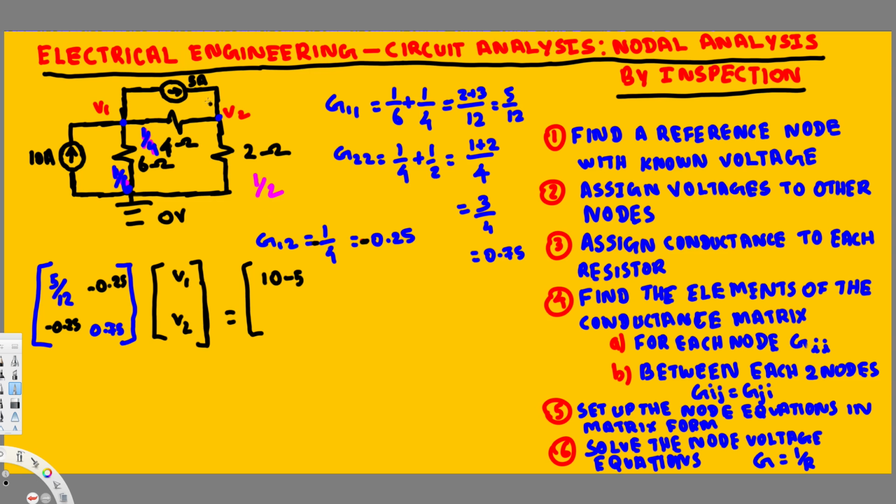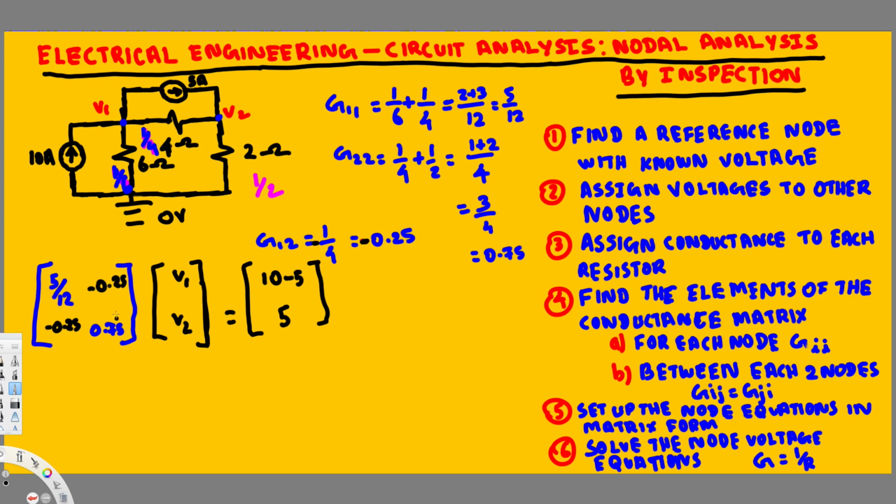And if you look at the second node, 5 ampere is entering, and we don't have any other current source entering or exiting, right? So 5 ampere is entering, so this is going to be plus 5. Now all we have to do is use Cramer's rule to find V1 and V2.